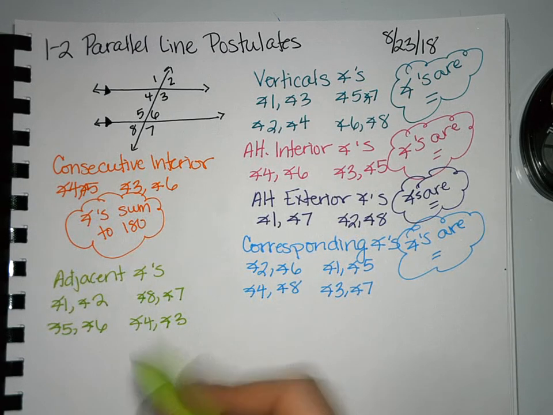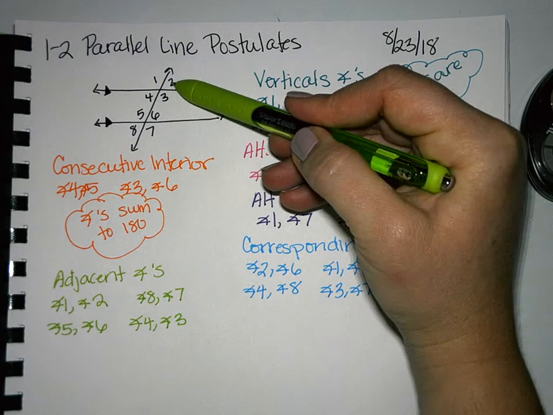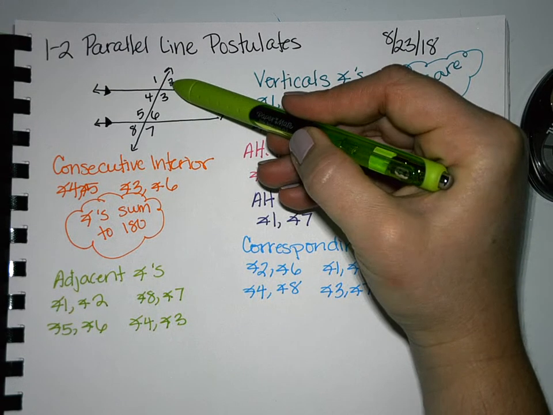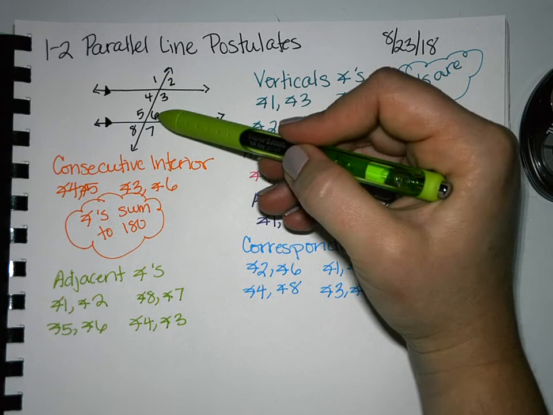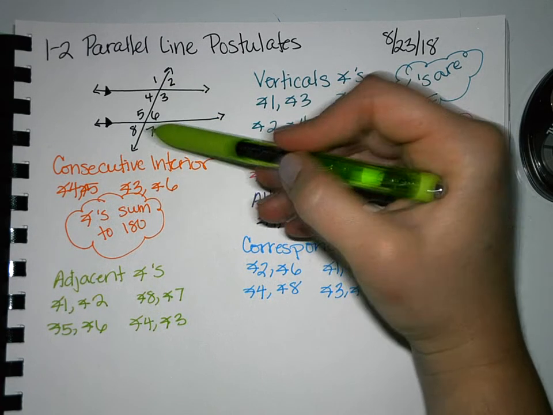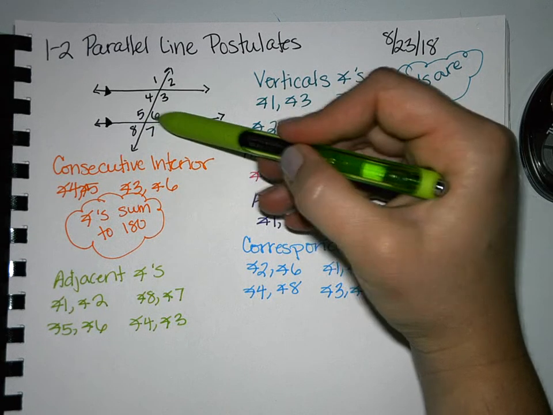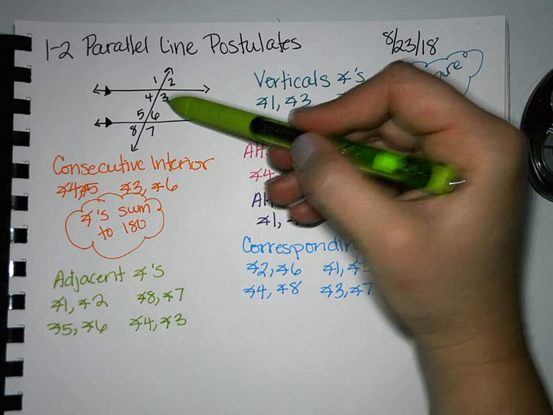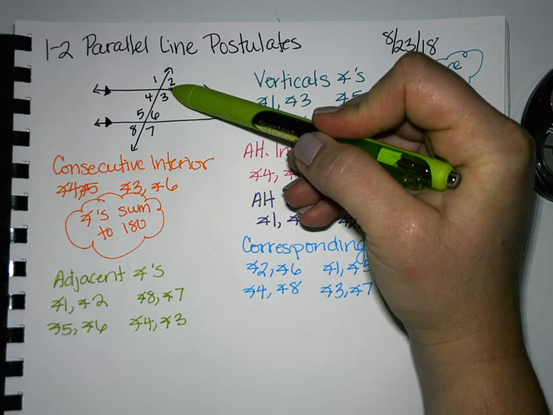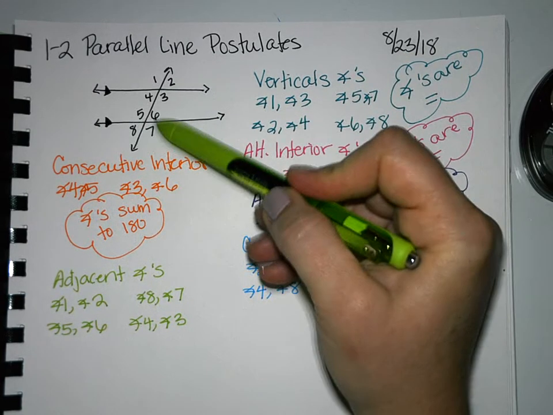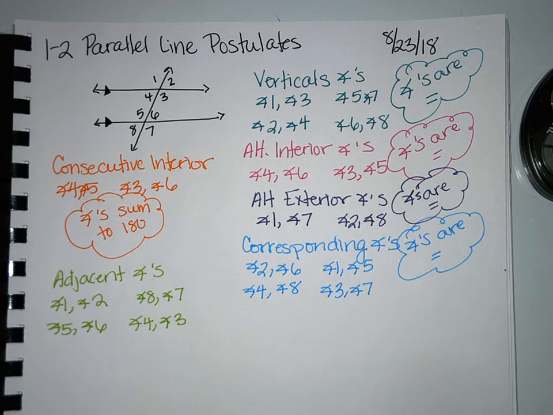So again, adjacent angles like 1 and 2, those are a linear pair. So what do they sum up to? 180. Let's see, 8 and 7, same thing. 5 and 6, same thing. 4 and 3. Now the other ones that you have, 2 and 3 are adjacent, so you can add those up to 180. Same with 6 and 7. So this one has a lot of adjacent angles.